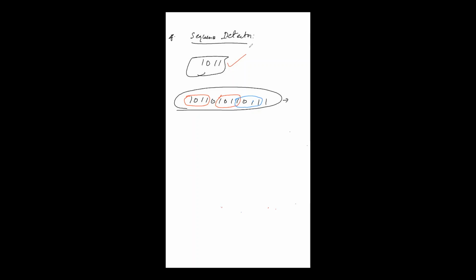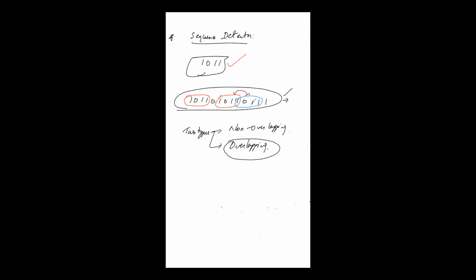Now there are two kinds of sequence detector types: non-overlapping and overlapping. Two types of sequence detectors are there. So in this example, you see this is an overlapping kind of sequence. Why? Because see there is an overlapping of these two bits. The last bit of this sequence is being utilized to detect the further sequence.